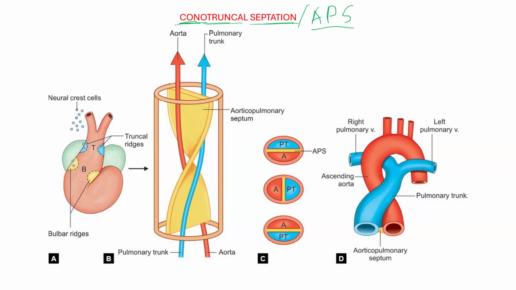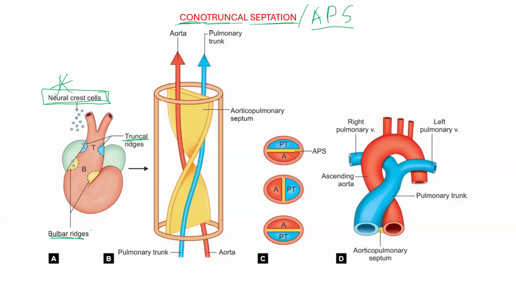Now, for you to carry out septation of the conotruncal segment of the bulbus cordis, neural crest cells are of critical importance. So one, neural crest cells. And what is the function of these neural crest cells? The neural crest cells invade the conotruncal segment of the bulbus cordis to form truncal ridges in the truncus arteriosus and bulbar ridges in the conus cordis.